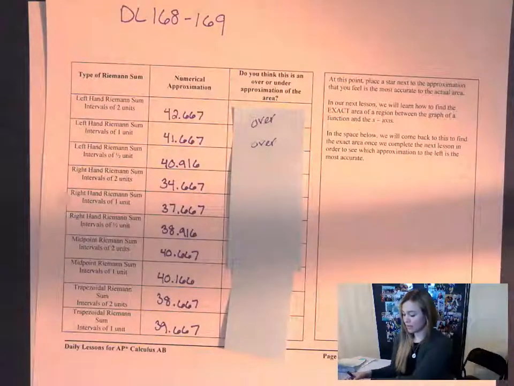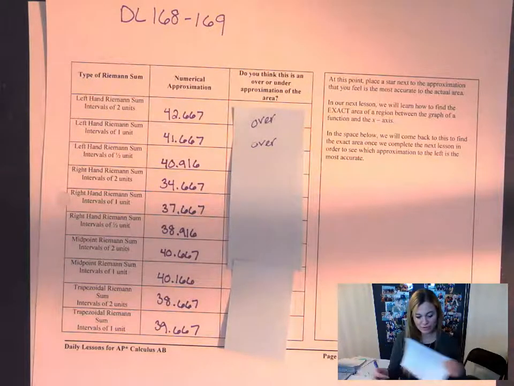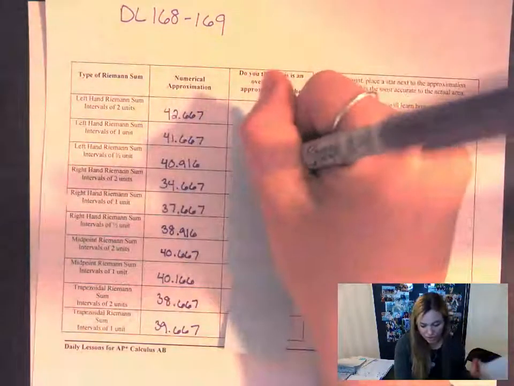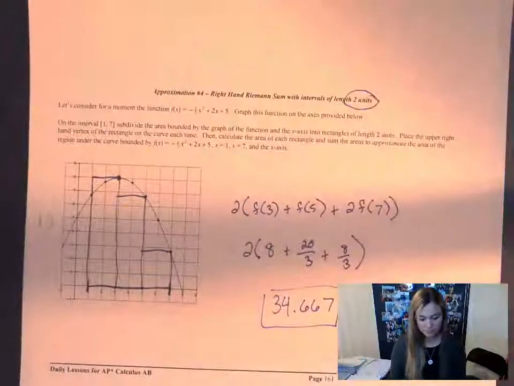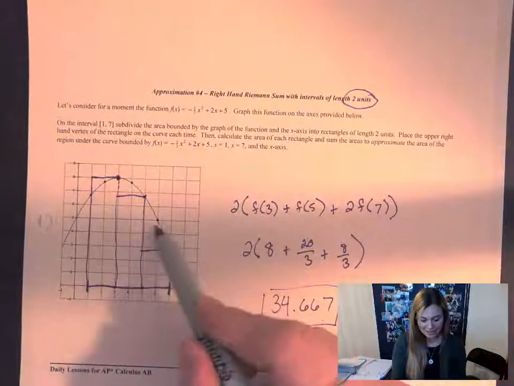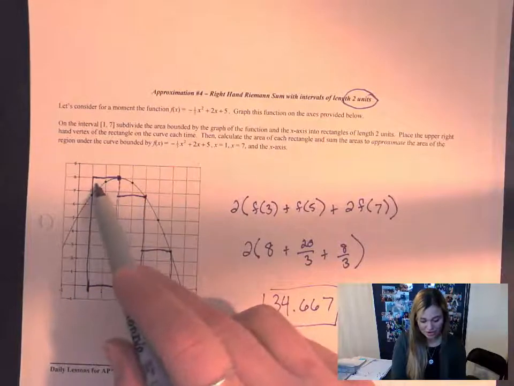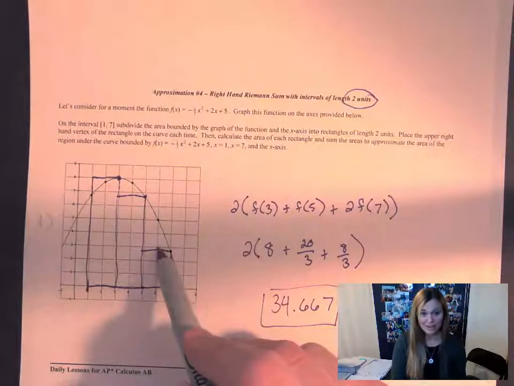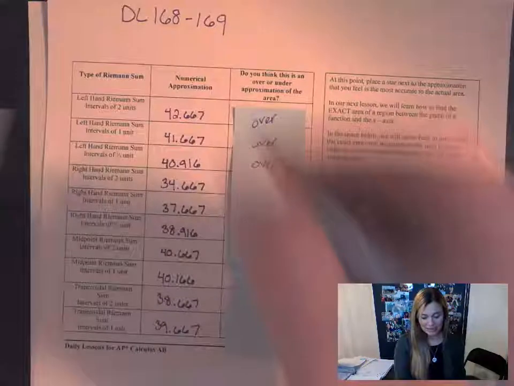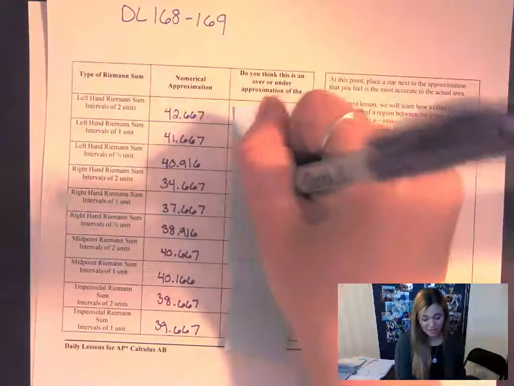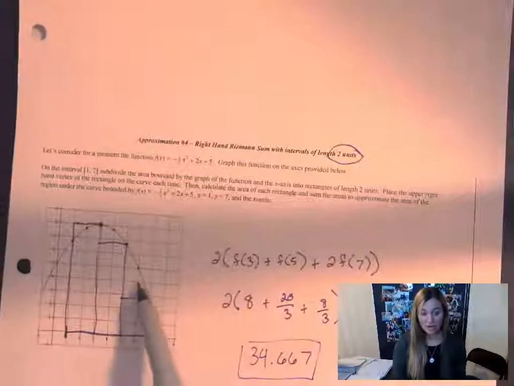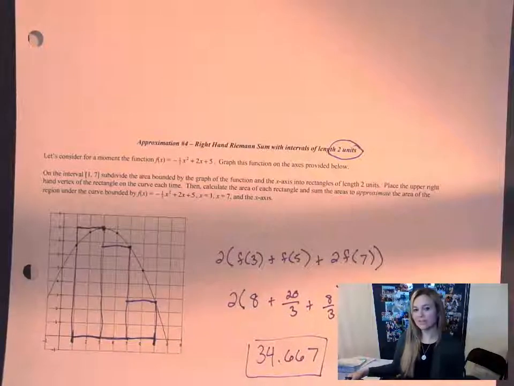If I keep going, here we start getting into the right Riemann sum. So the left-hand Riemann sum was over. But once I get into the right-hand Riemann sum, I can see that this looks like an over approximation right here, but then it's under and way under right there. So I would say that this one is under, and possibly, because of this area, way under. Okay, let's do the other ones.